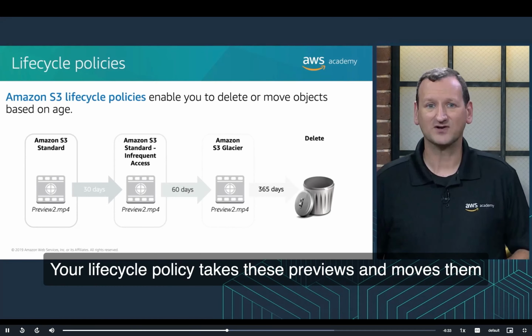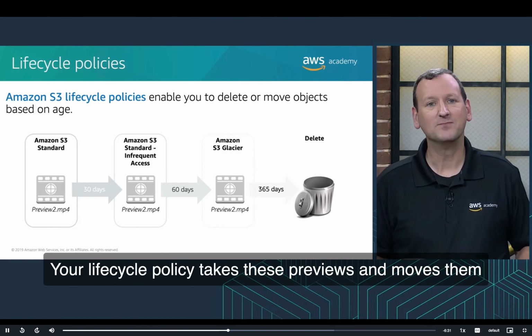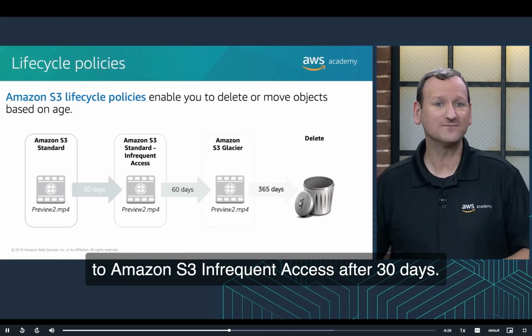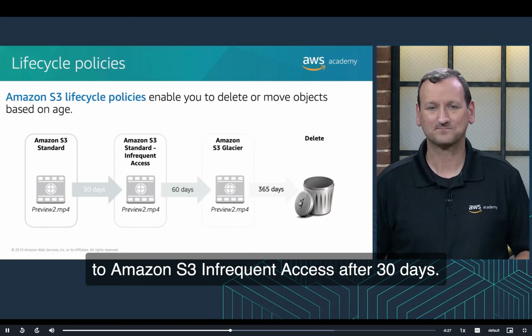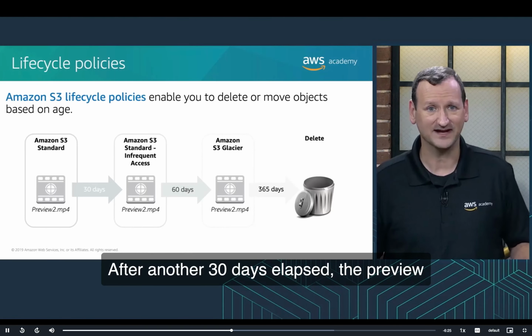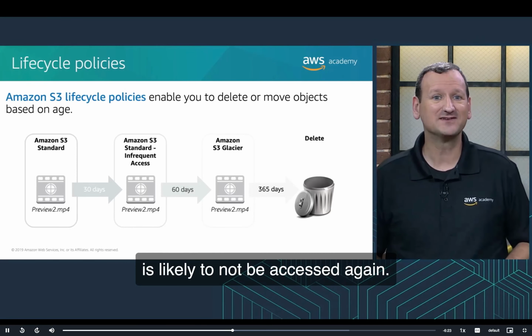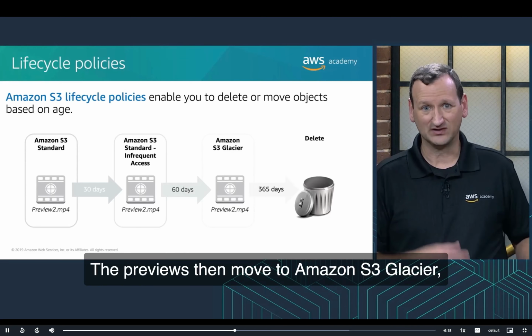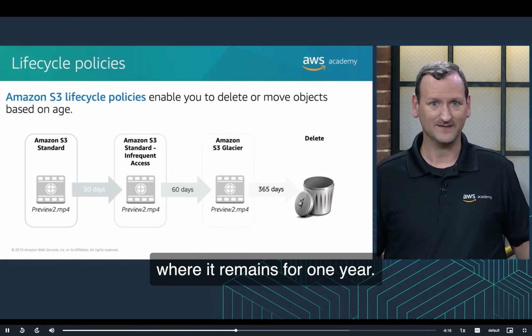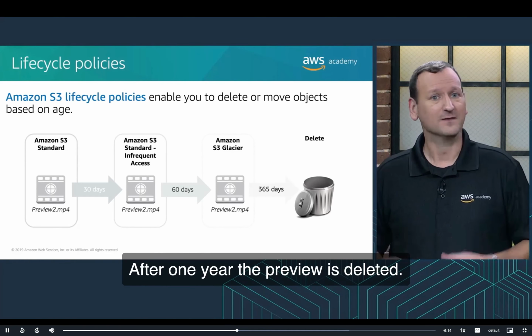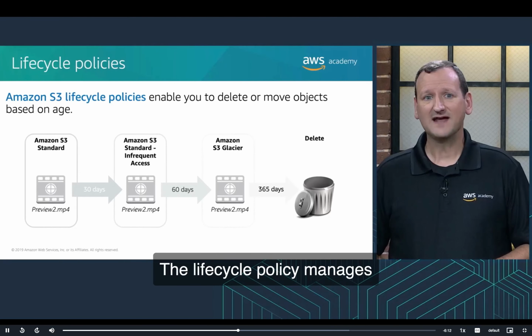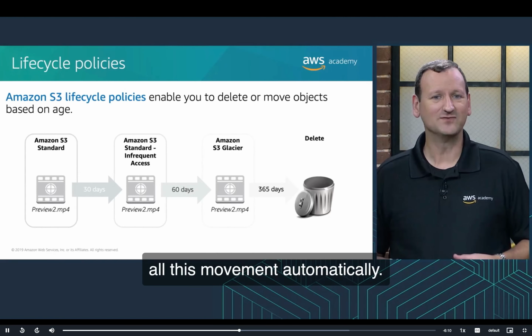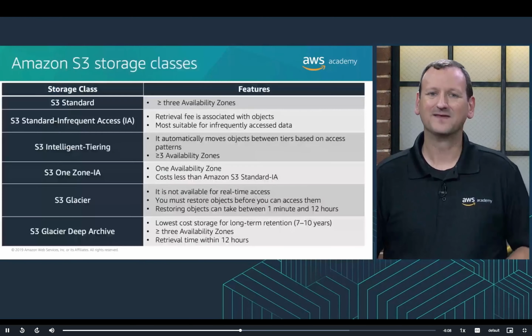Your lifecycle policy takes these previews and moves them to Amazon S3 Infrequent Access after 30 days. After another 30 days have elapsed, the preview is likely not to be accessed again. The preview is then moved to Amazon S3 Glacier, where it remains for 1 year. After 1 year, the preview is deleted. The lifecycle policy manages all this movement automatically.